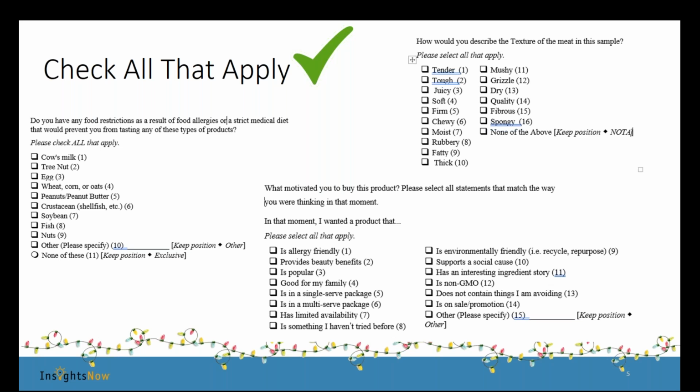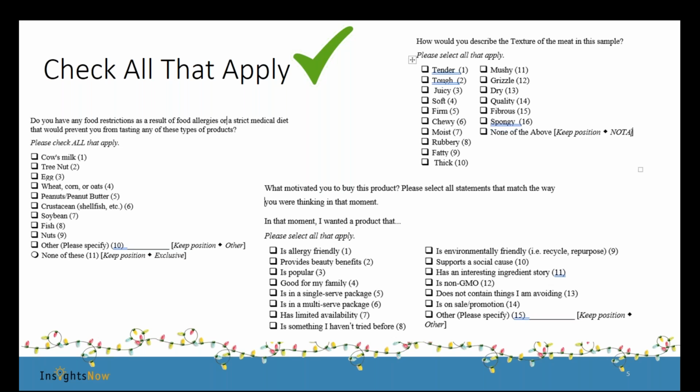The first one is related to screening. Which types of food allergens do you have? And then you might have more than one. You might be allergic to eggs as well as soybeans. Those are types of things that you have multiple responses to. Then also, if we're in a product evaluation situation, how would you describe the texture of the meat in the sample?